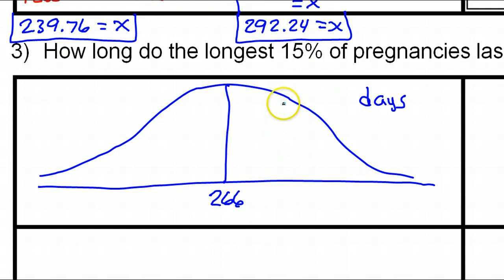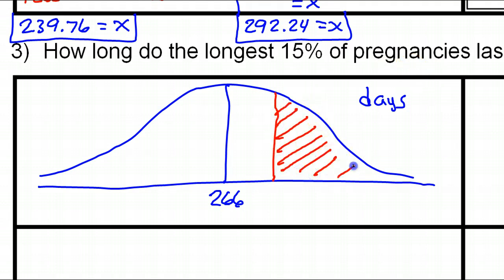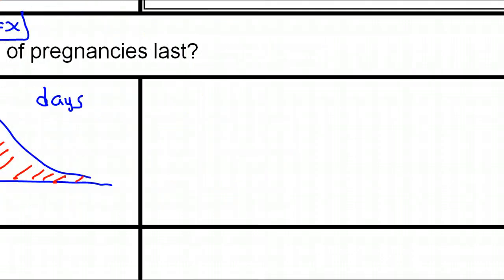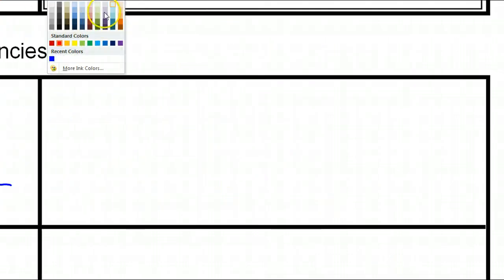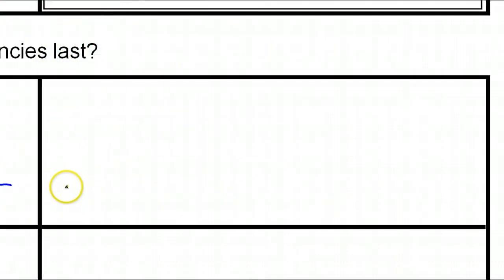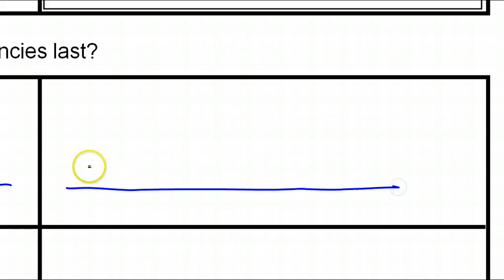So the longest 15% is going to be definitely somewhere on this side of the mean. All right, so because it's saying the longest 15%, that's the top 15%. So we will shade in this area. Okay, so we are looking for this X value right there. That's our goal. We're not ready yet, but let's go ahead and draw our z-score picture, which will be incomplete for a moment, temporarily.